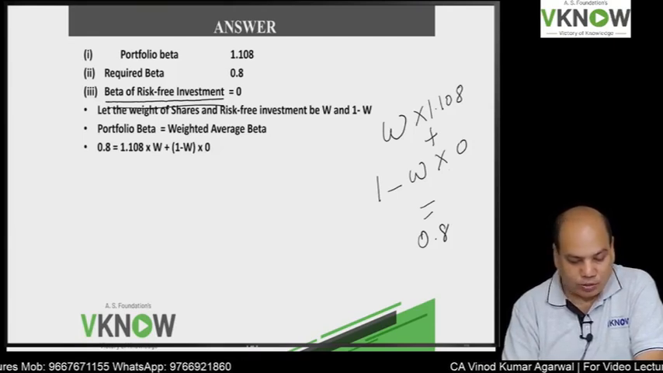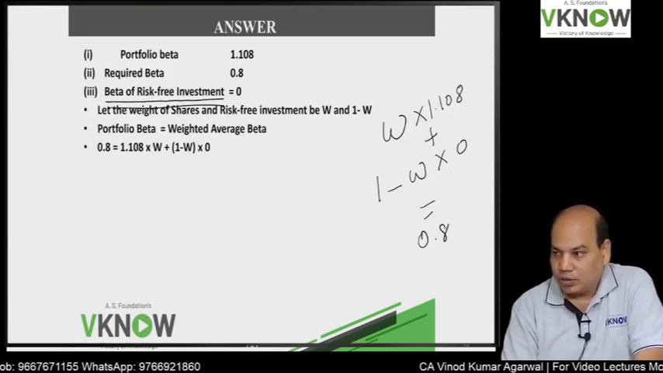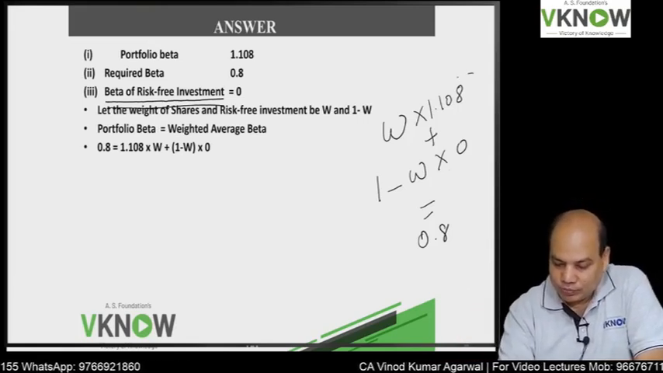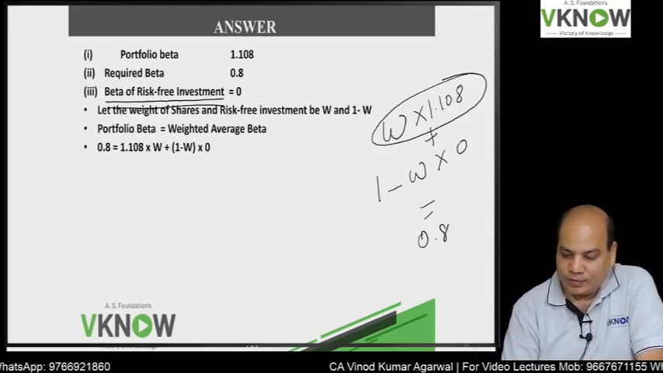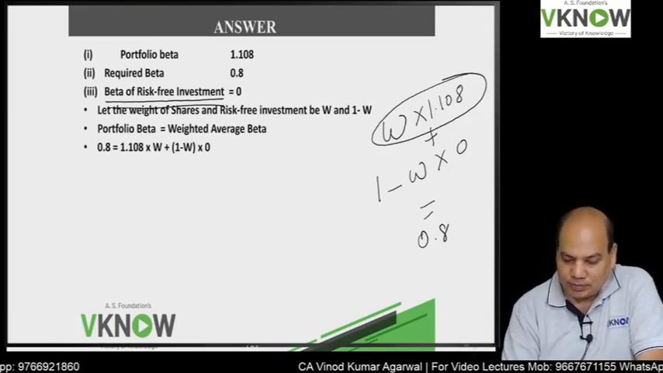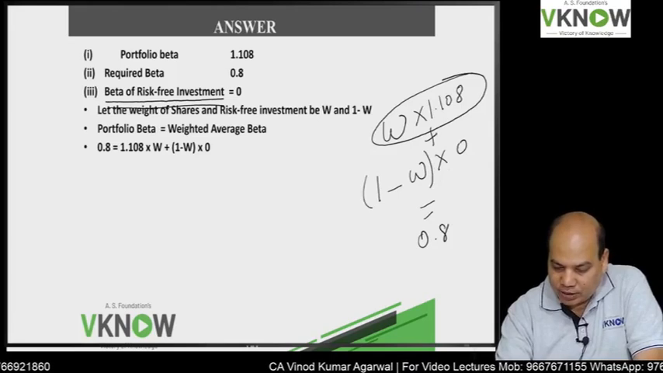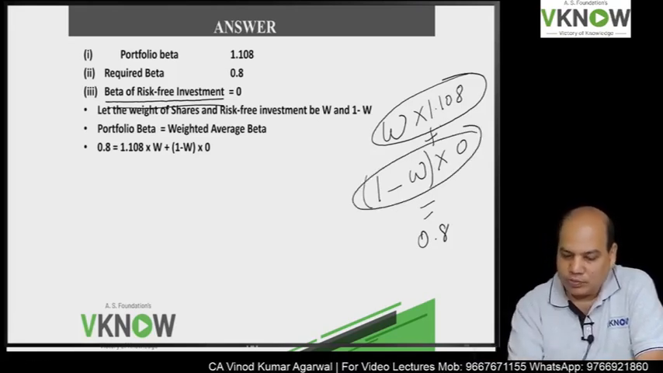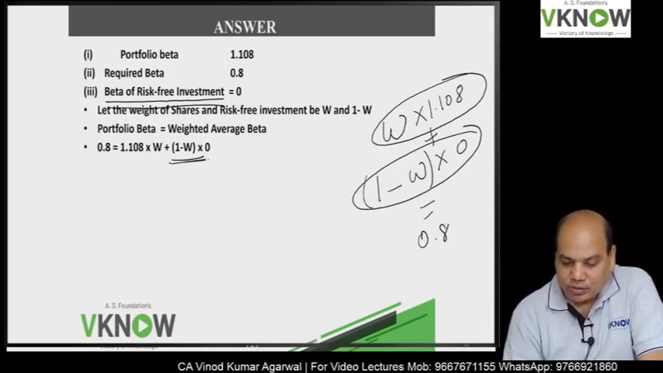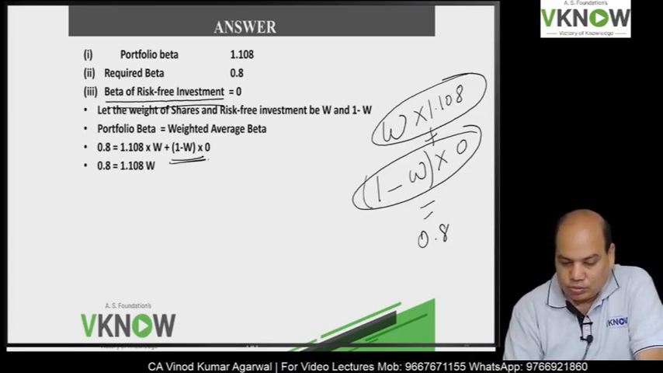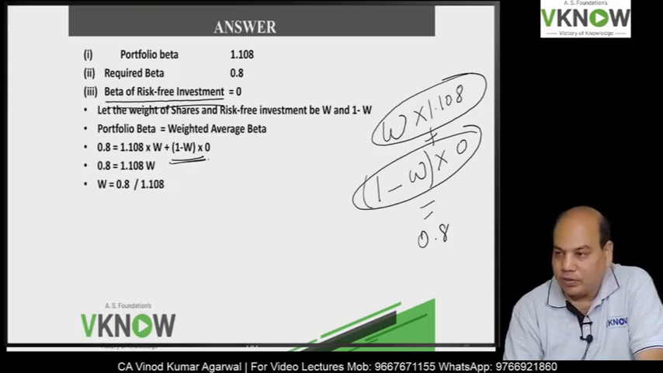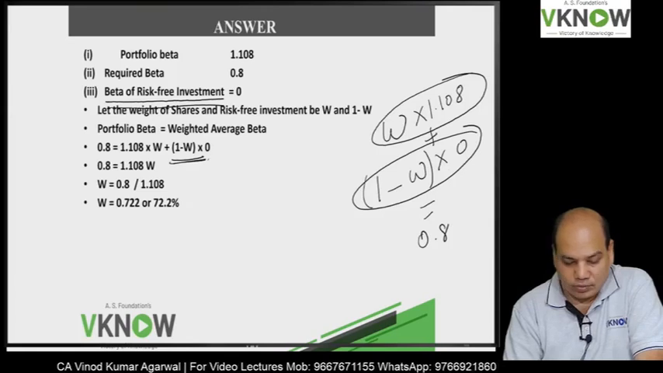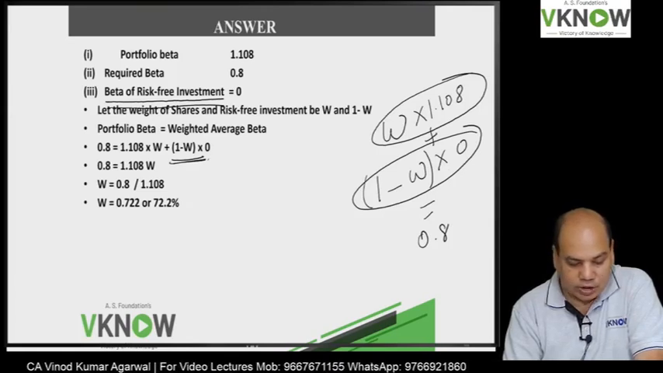Now I am going to give you an equation you will solve. We want 0.8 as portfolio beta, and it is equal to W into 1.108 plus (1 minus W) into 0. Correct? So this portion will become 0. So W will be equal to 0.8 divided by 1.108. Kindly answer. So W will be 72.2%.